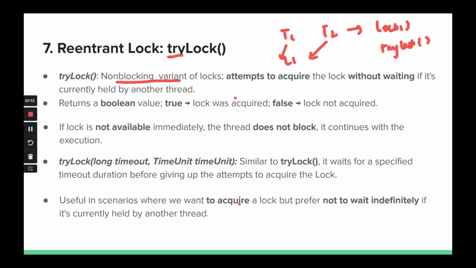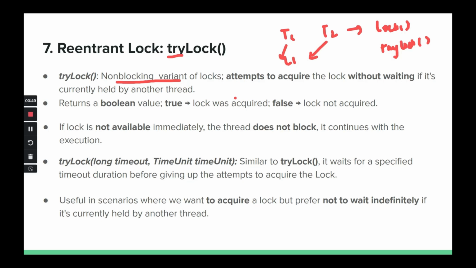This is useful in scenarios where we want to acquire a lock, but we do not want to wait indefinitely if it is held by another thread. It is just like a condition check which you're doing. Instead of trying to forcibly acquire the lock, you just want to see whether the lock is available or not. If it is not available, you go on with the other execution.